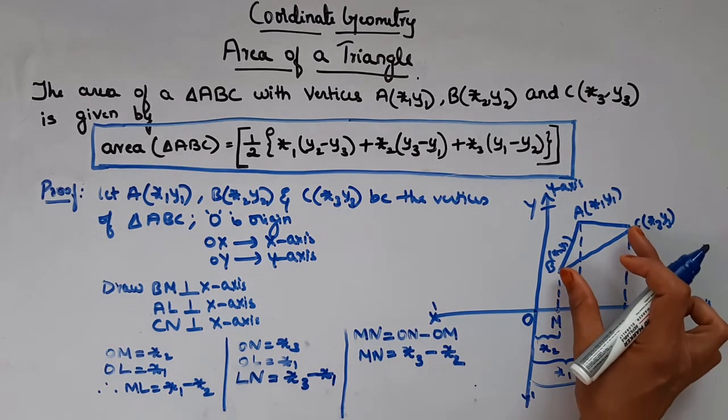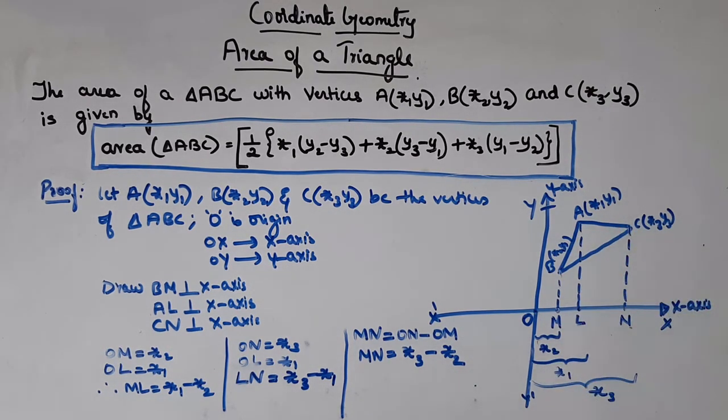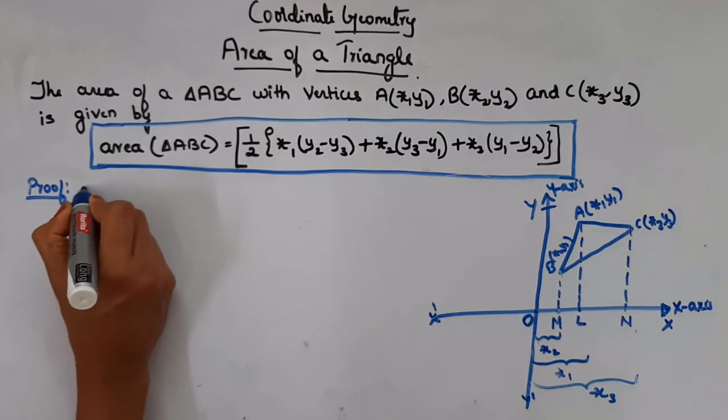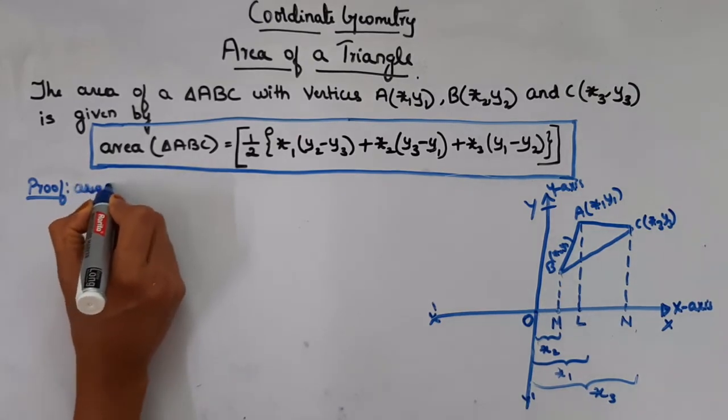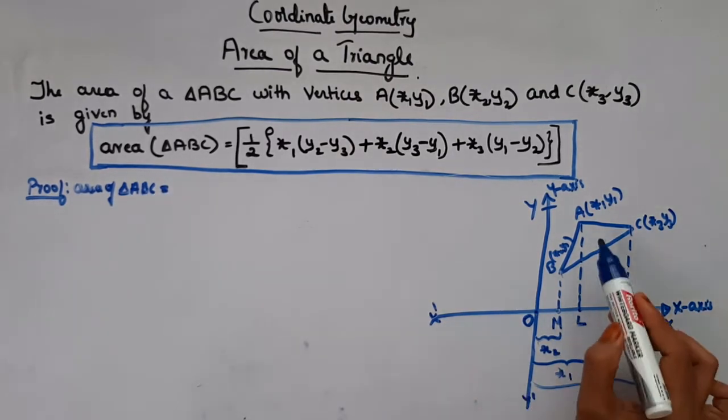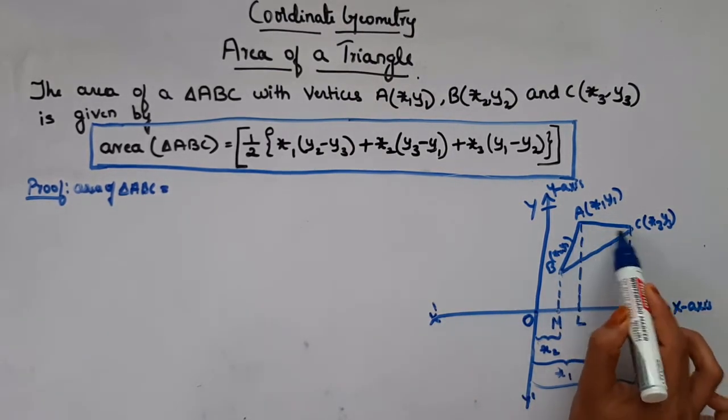Now let's see how to find the area of this triangle. But before that, pause the video and note this down. So now let's see how to find the area of triangle ABC. So area of triangle ABC is equal to, so now we want the area of this triangle ABC, right?